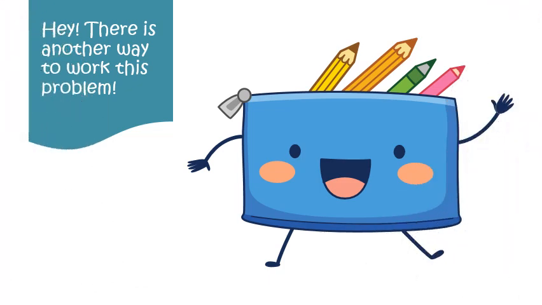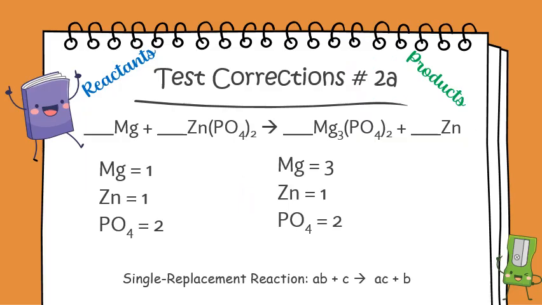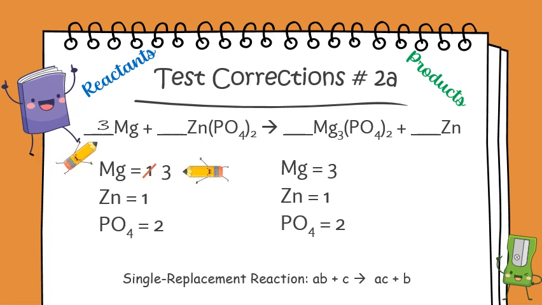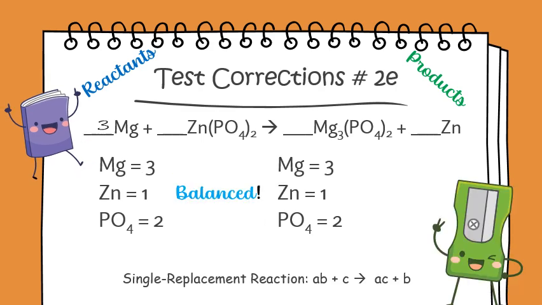Did you know there's another way to work this problem? I'm about to show you. Because phosphate is a polyatomic ion, we can keep it as a unit in our calculations, so I can alternatively do the atom counts as shown. When we look at it this way, all we really need to do is to change the coefficient of magnesium to 3. I update my atom counts. Everything adds up as it should. Now my equation is balanced.